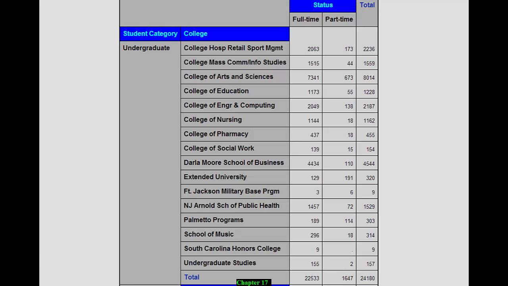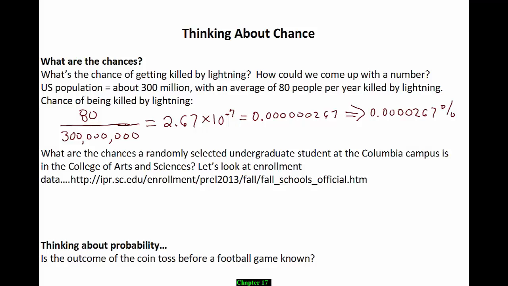So if we want to compute the probability, we can play the same game that we played before. 8,014 students in the College of Arts and Sciences divided by 24,180 total undergraduate students. And that comes out to be 0.33. So roughly 33% of the undergraduate students at the Columbia campus are in the College of Arts and Sciences.